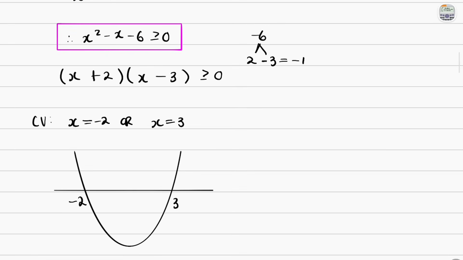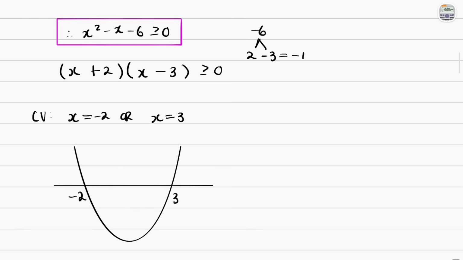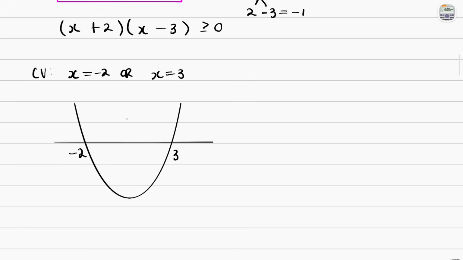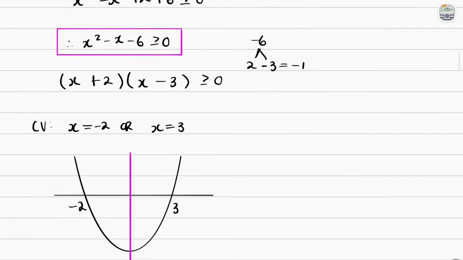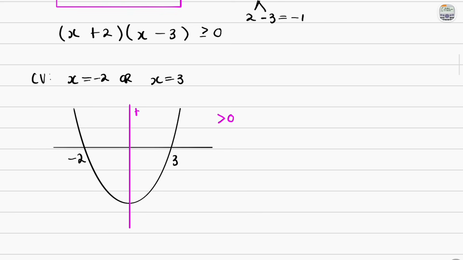Okay, so they want us to find the values of x for which this graph is either greater than or equal to 0. So when you take x values and substitute them into this, it's going to give you a result which is known as our y values. We can find out the type of y values we have by looking at the y-axis. So they want y values that are either greater than or equal to 0. If it's greater than 0, these are y values that are positive, which lie over here. This is where you have positive y values.